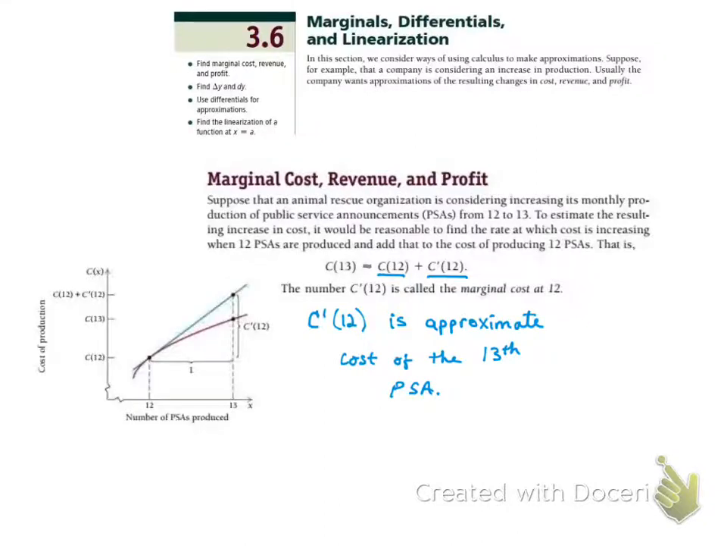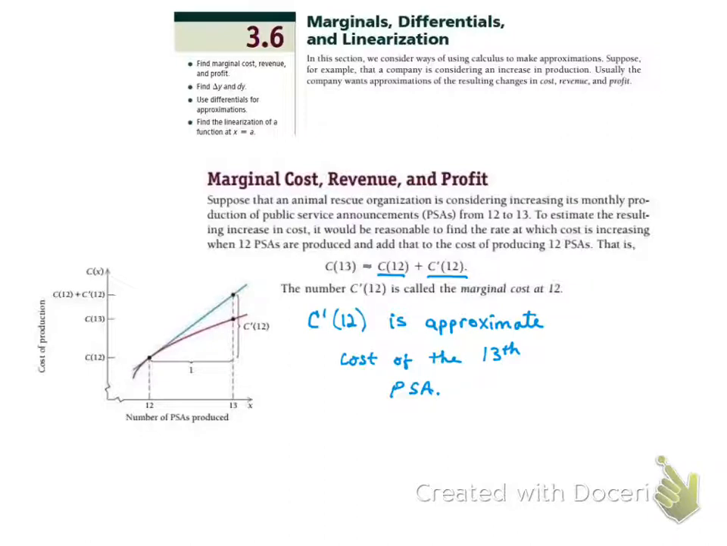So we can represent this idea on this graph. And the bluish line, that's going to be the tangent line of the cost function at 12. And so basically we're using that tangent line to approximate the cost of producing 13 items. Then the red line is the actual cost function. And so you can see the actual cost of 13 items in this case is a little bit less than our approximated or predicted cost.